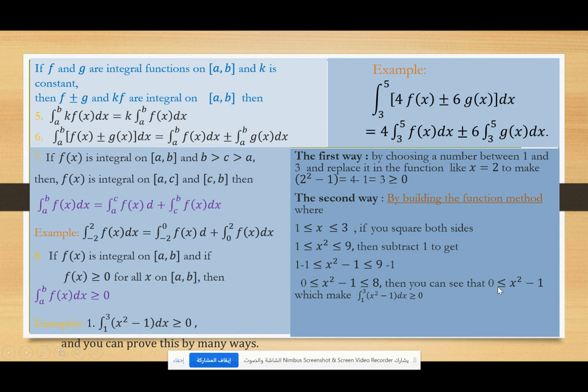Then you can see that x squared minus 1 is greater than or equal to 0. That means this part is what we are looking at. Because of that, I ignore that part, because I need to know if my function is positive or negative. So I can see that my function now is positive, which makes the integral from 1 to 3 of x squared minus 1 dx positive, because I proved that the function is positive. So the integration of that interval will be positive.